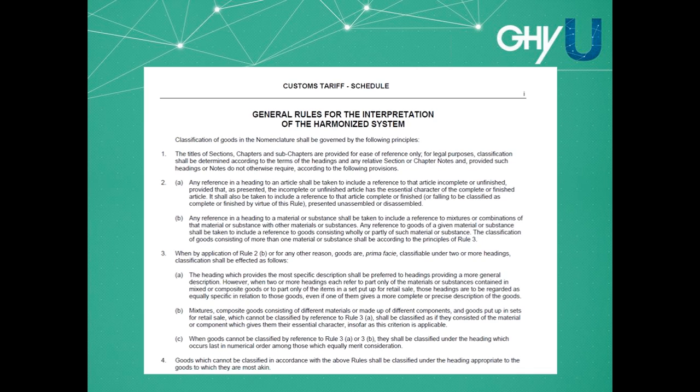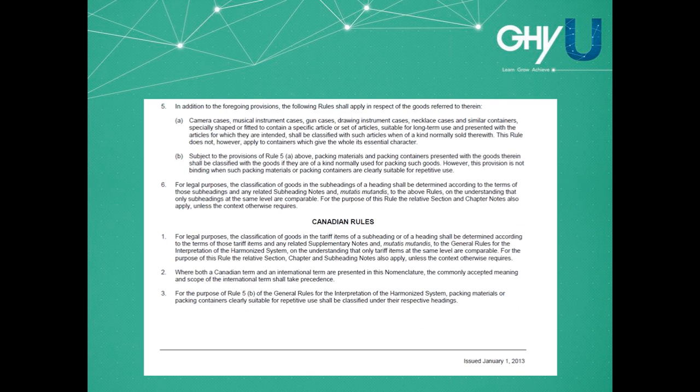And down at the bottom of your screen is Rule 4. Goods which cannot be classified in accordance with the rules shall be classified under the heading appropriate to the goods to which they are most akin. So basically what this says is if Rules 1 to 3 are not applicable, then go to Rule 4. It covers new products that are not specifically provided for in the HS, and takes into consideration the description, the character, and purpose, most akin having the quality or character that is most similar. Got that? Good.